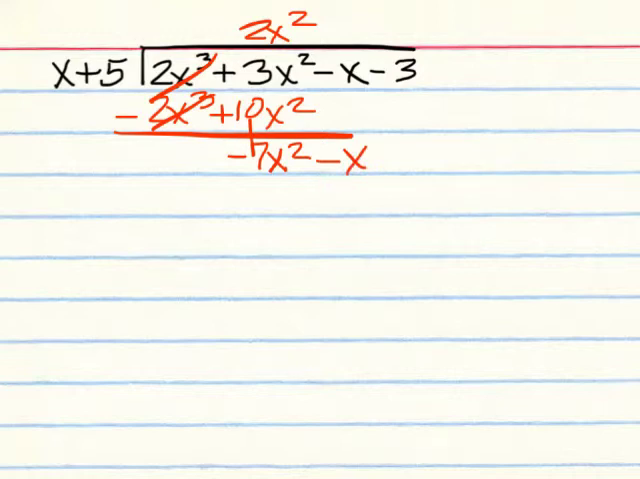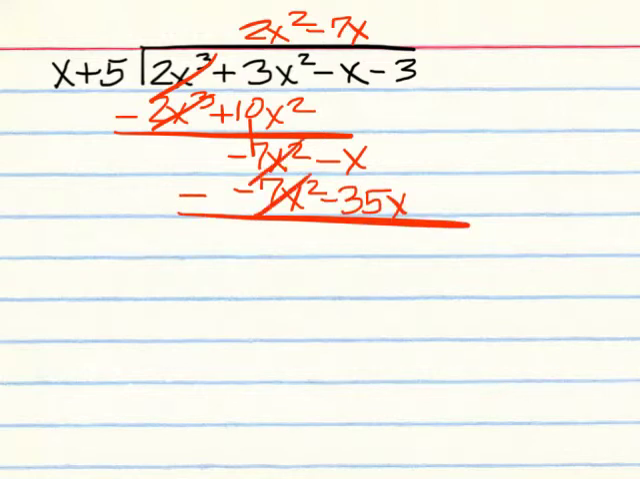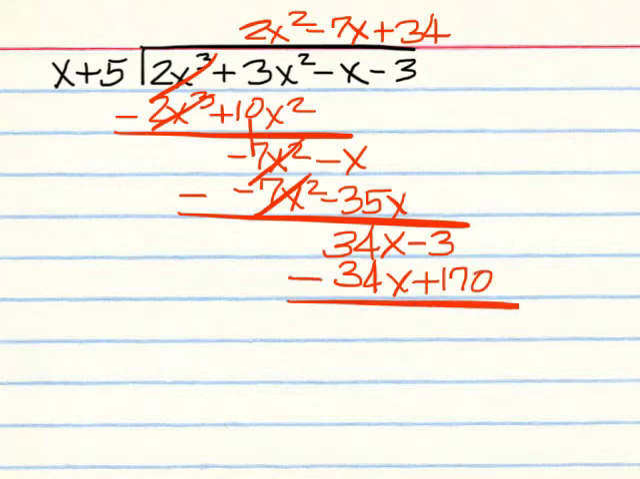Okay, so we need x times negative 7x in order to get negative 7x squared, and then multiply that by the 5 to get minus 35x, and those cancel. Negative 1 minus a negative 35 is positive 34, and then we drop down the minus 3. X times 34 would be 34x, and multiply the 34 by 5 to get 170. Subtract, and you should have a negative 173 left over.